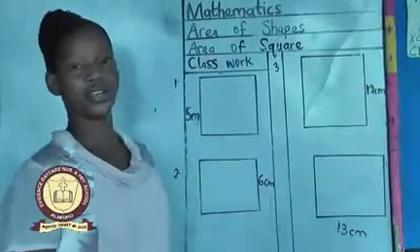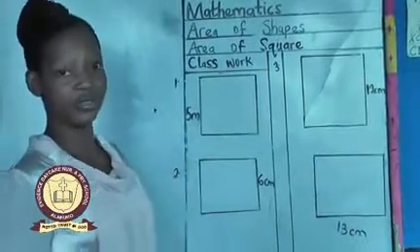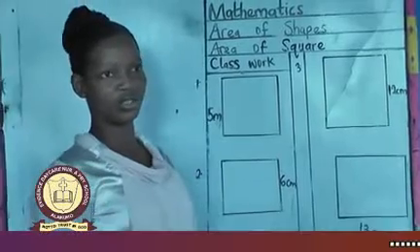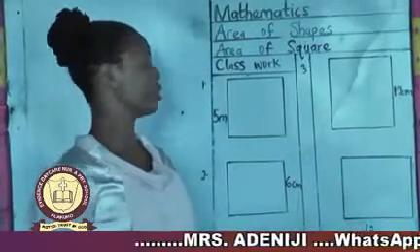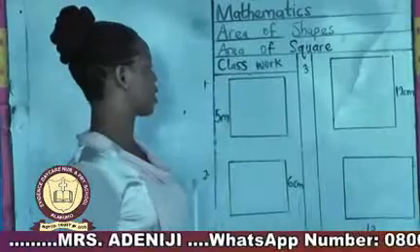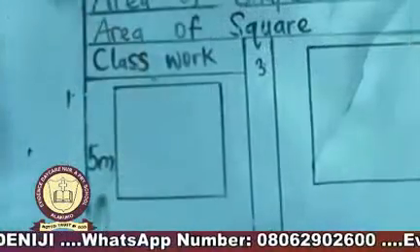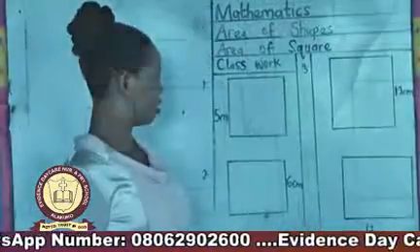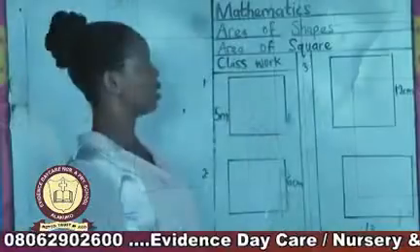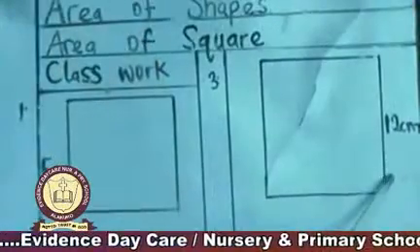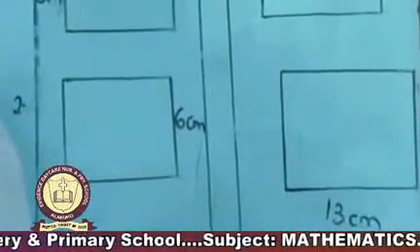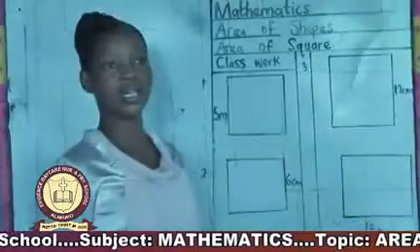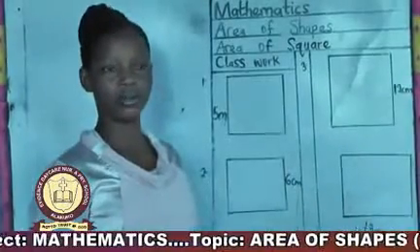Here is your classwork. You can use any of the formulas to do it. You can use length times length or L square to do the classwork. Number 1, here you have 5 meter. Number 2, you have 6 centimeter. Number 3, you have 12 centimeter. And number 4 is 13 centimeter. Do it and submit it to my WhatsApp number.